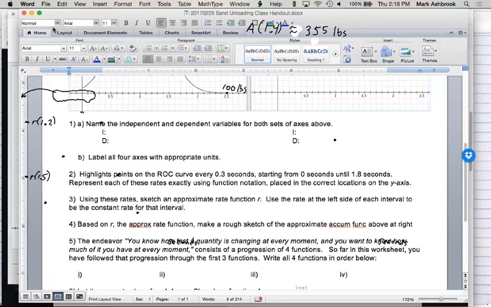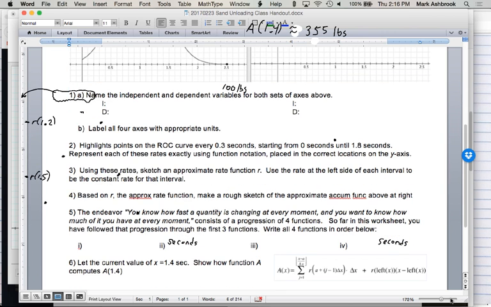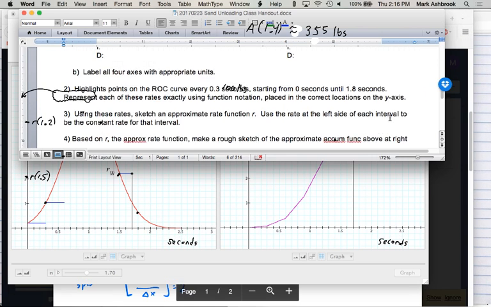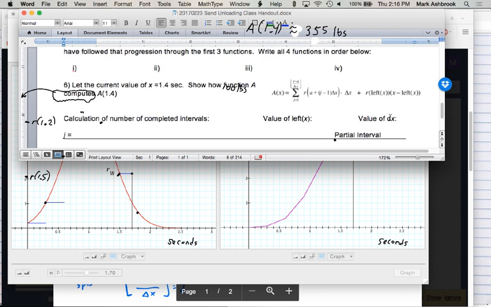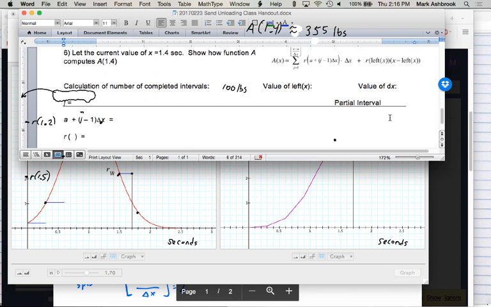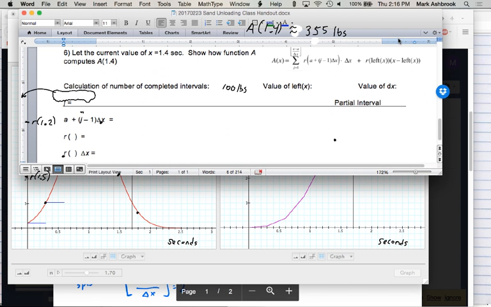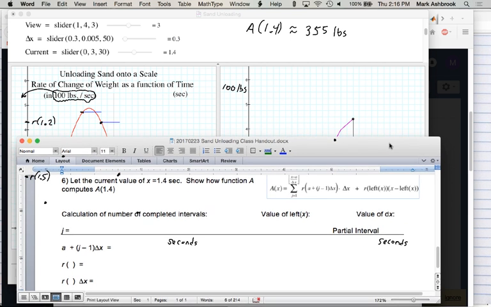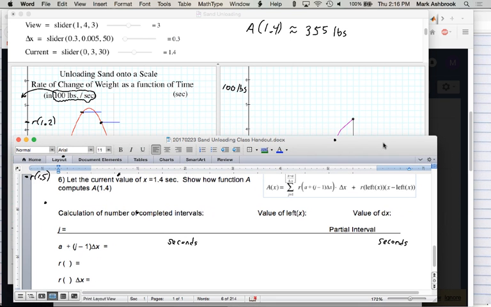Okay, so let's see if I can do this here. All right, there we go. I just don't have room for both. Let's just toggle back and forth. Okay.